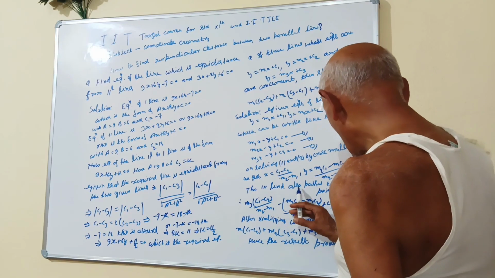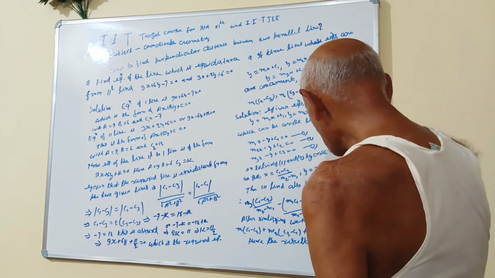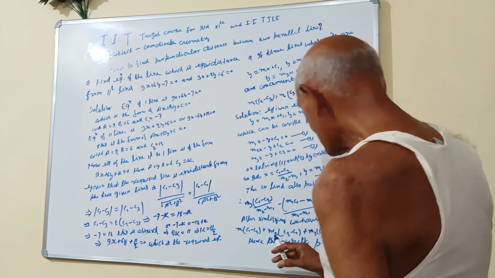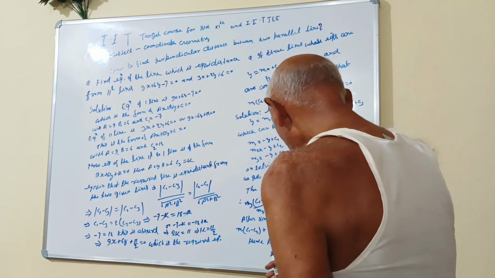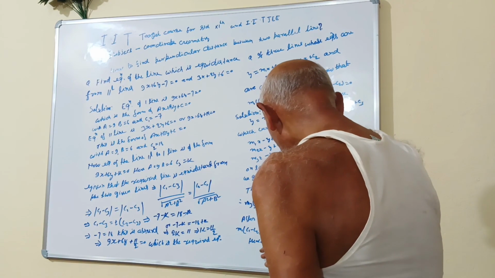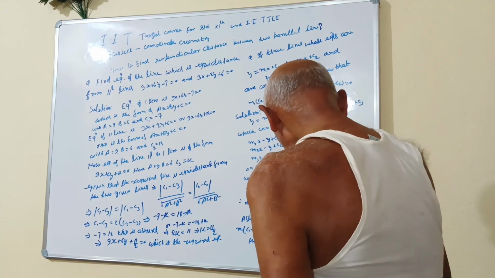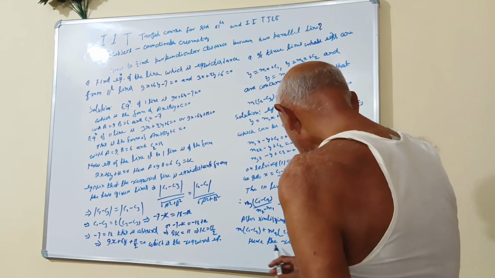The third line also passes through this point. So this point also satisfies the equation. So after putting the values of x and y, we have m1 (c2 minus c3) plus m2 (c3 minus c1) plus m3 (c1 minus c2) equal to 0. Hence the result.